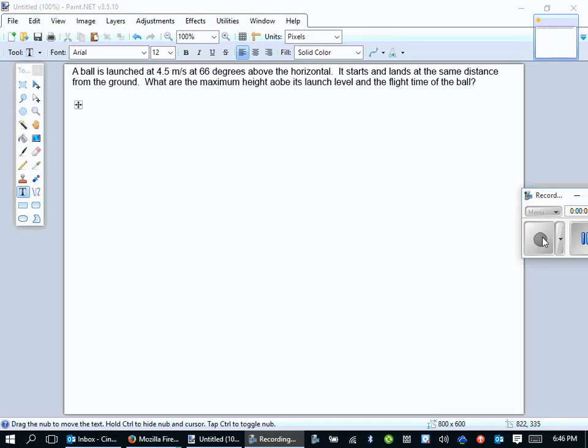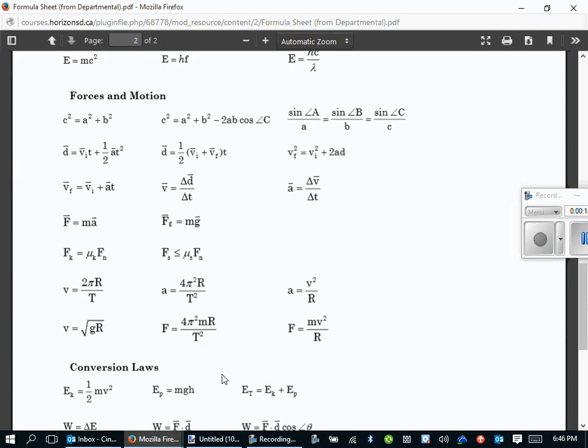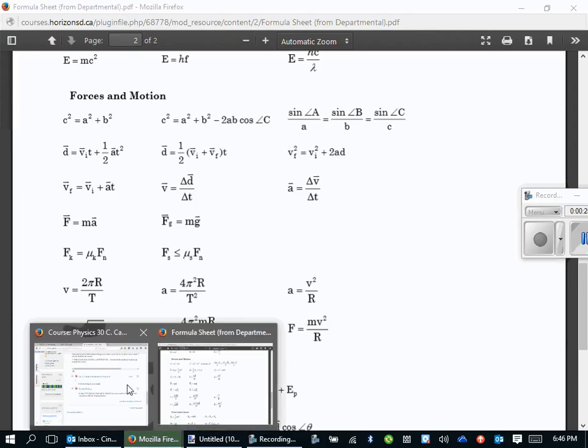Okay, here's an example of projectile motion, but now we have it launched at an angle. Just something to have handy, your formula sheet that you printed at the beginning of the year. All those formulas that we've used for motion, we can use here as well. So having that handy is a good idea.